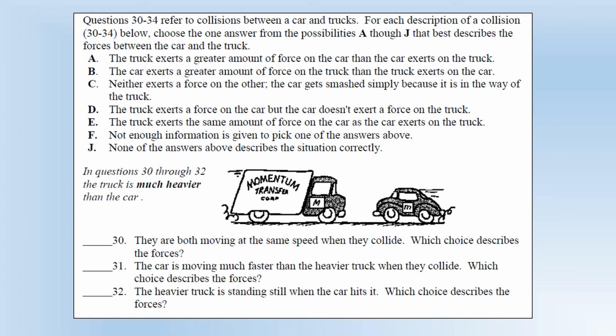All right, so let's take a look. So they're both moving at the same speed when they collide. Which choice describes the forces? Well, it's choice E. So Newton's third law says that two objects that are interacting will exert equal and opposite forces. So what you'll realize is you should have also answered E for 31 and 32. It doesn't matter what the mass and velocity are, the forces between two interacting objects will be equal, opposite, and of the same type. That's fairly straightforward.